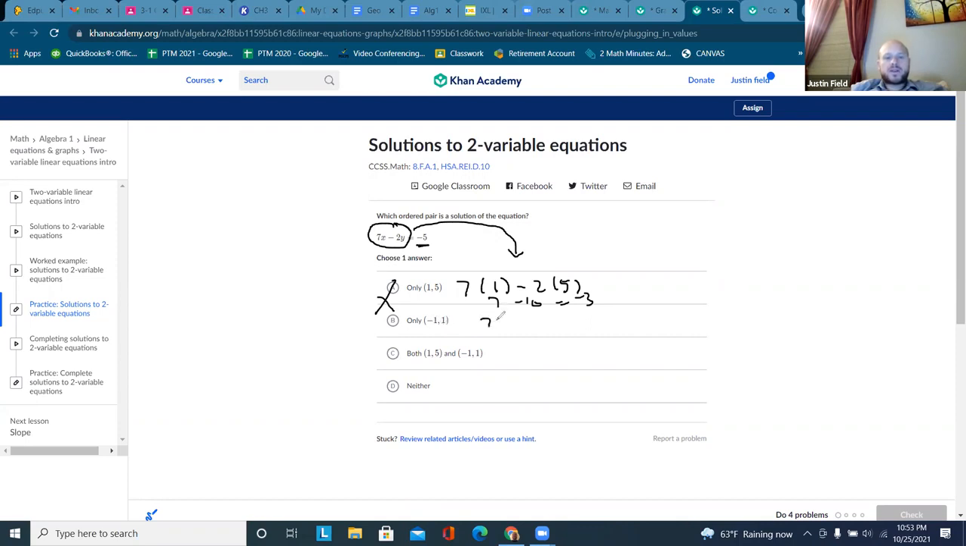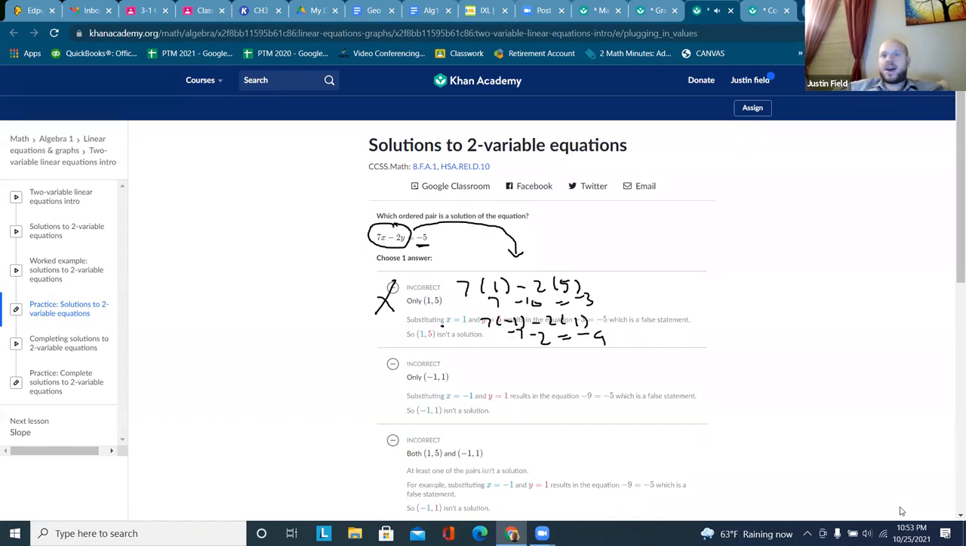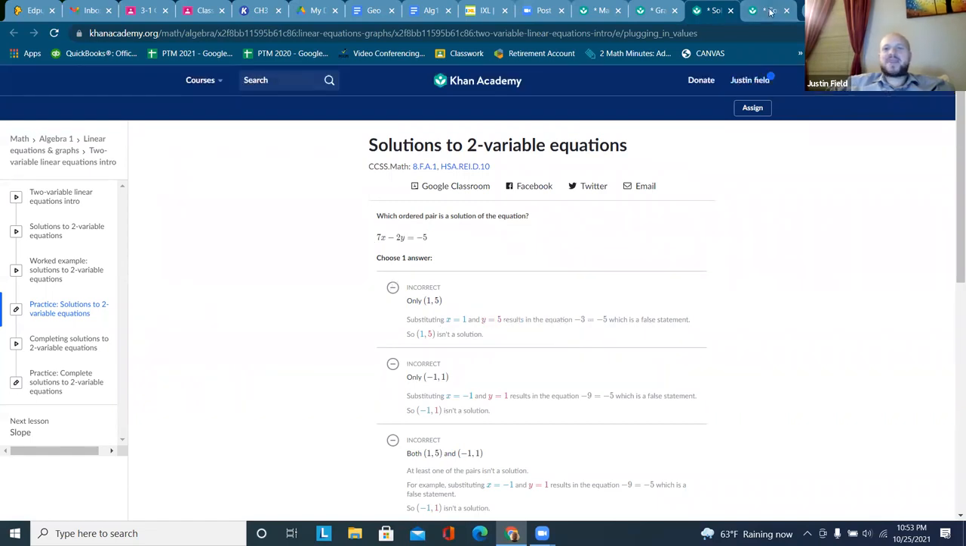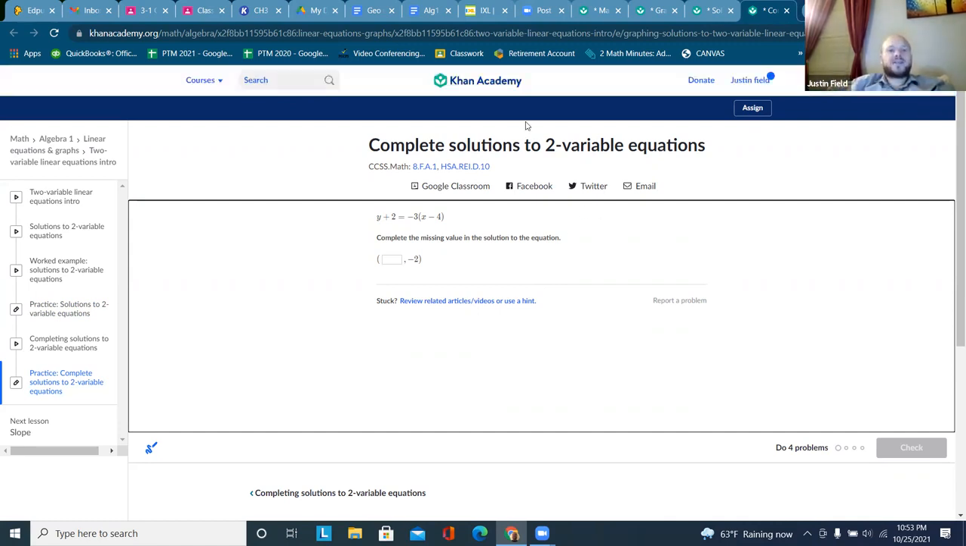So let's substitute -1 in for x, and we will substitute in +1 for y. Then we get -7 minus 2, -9, but I'm supposed to get -5. So it's looking like the answer to this one is neither. Hey, I got that one. Yay. All right. So now this one is fine. It's just practice of solving equations in disguise, okay?